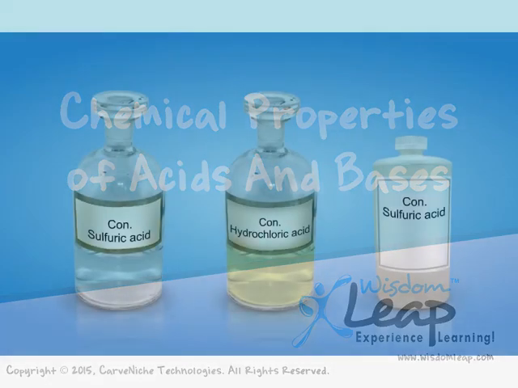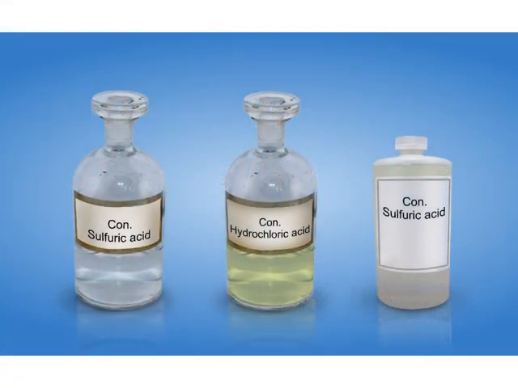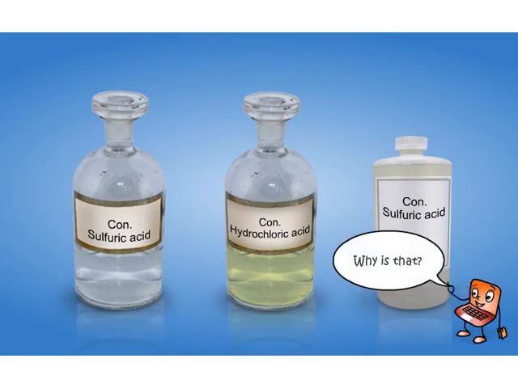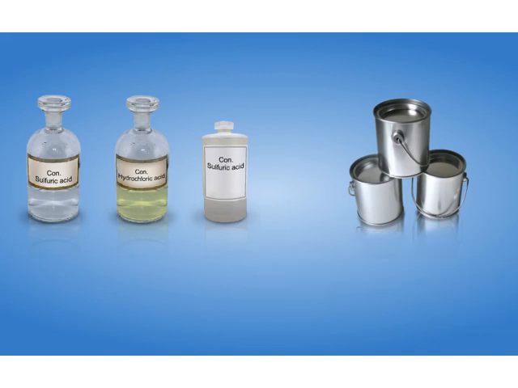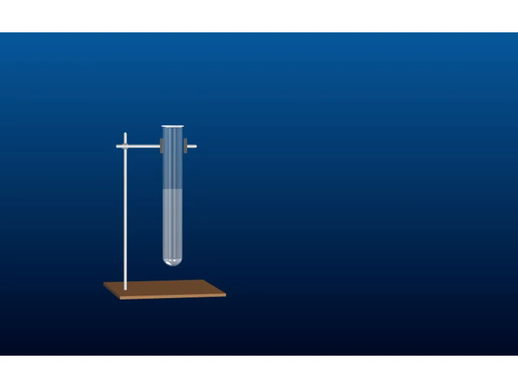You will find that all the concentrated acids are stored in glass containers or in some cases plastic containers. Why is that? Why aren't concentrated acids stored in metal containers? Let us find out. Take about 5 ml of dilute hydrochloric acid in a test tube.